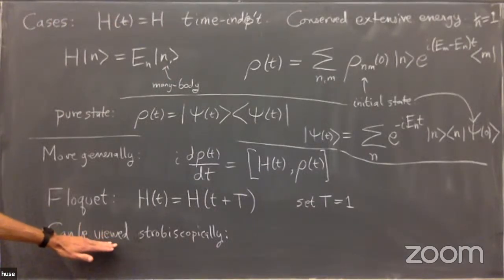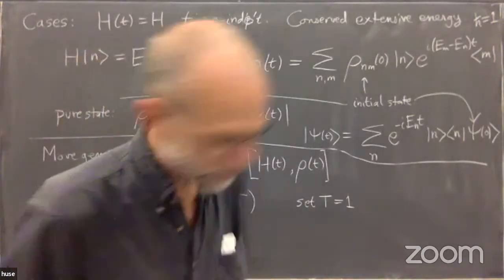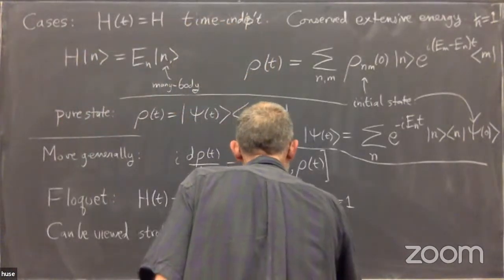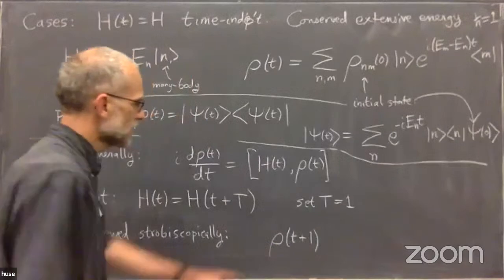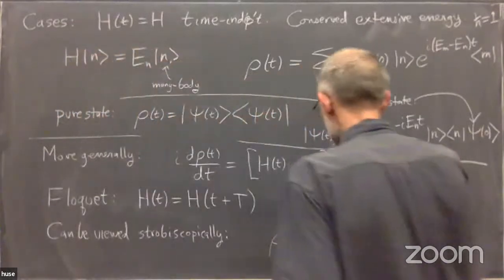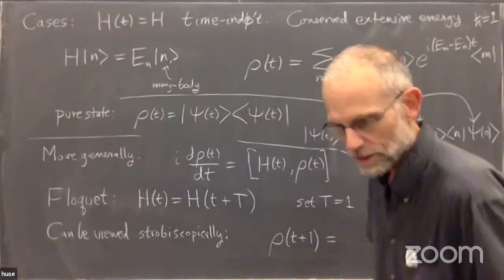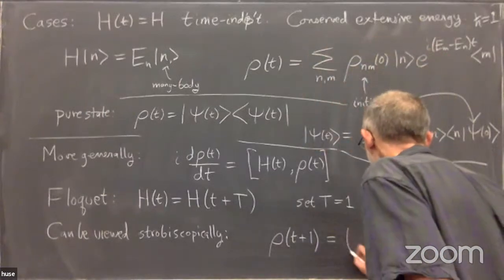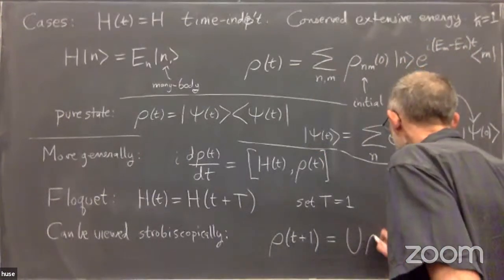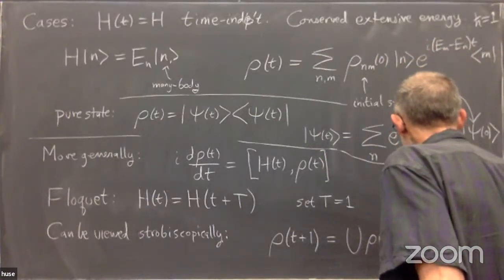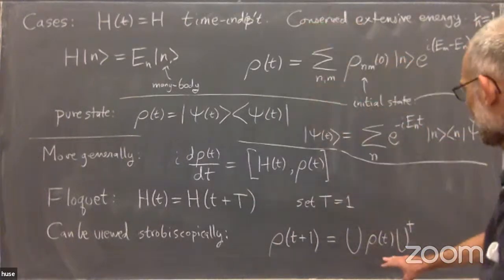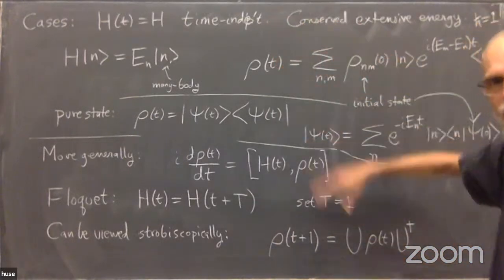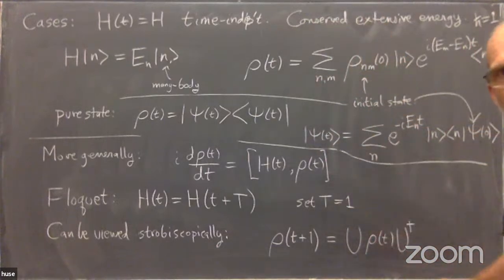Okay, so this can be viewed stroboscopically, and the dynamics is just this: rho at time 1 period later. Remember, I'm calling my period 1. Rho at time 1 period later is some unitary evolution operator that takes you through 1 period, like this. So this is the discrete time dynamics of a Floquet system. I'm going to erase and tell you what U is up here. Any questions about anything that's up here? I know it's pretty standard, but please ask.